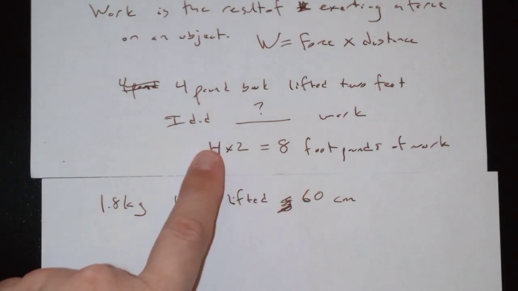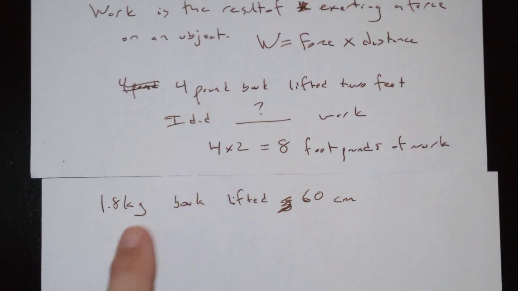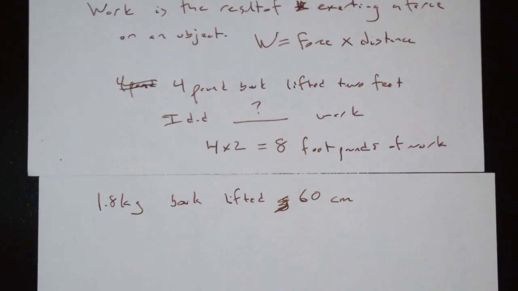But this number, this 4, is pounds. Pounds is force. Kilograms is mass. What's missing here is an acceleration. This 1.8 kilogram mass is exerting a force. The force is due to gravity. I need to include that to get to force.